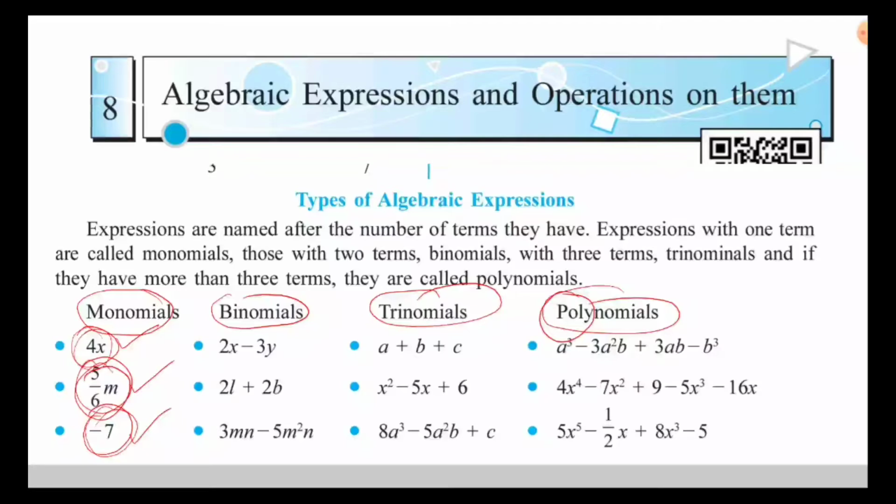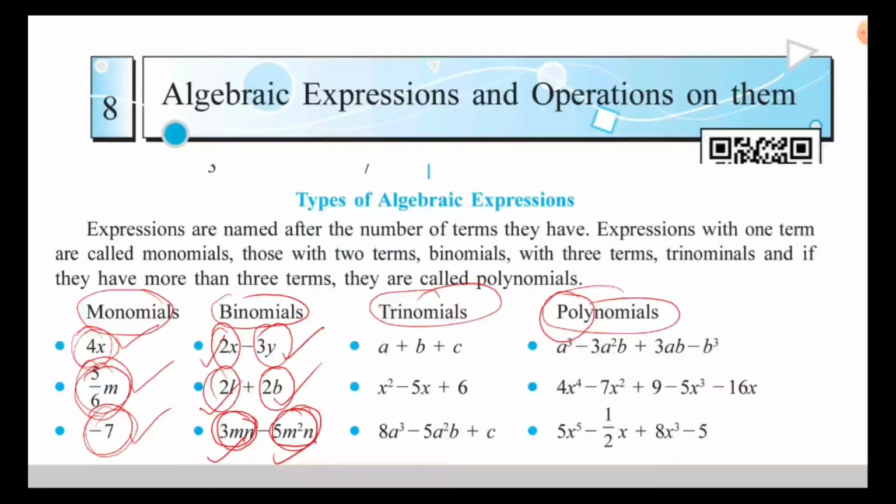But in binomials you all can see that 2x minus 3y. So this is the first term and this is the second term given to us, 2l plus 2b. This is the first and this is the second term given to us. So what happens in a binomial? In binomial, this is one term and this is the second term. This is a single term over here and this is the second term over here. So this is binomial.